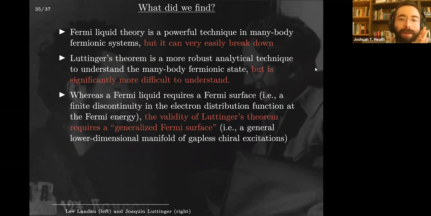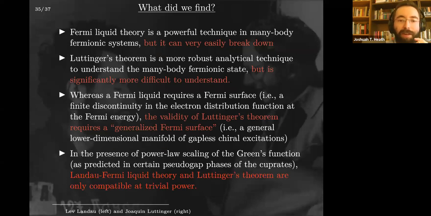Whereas a Fermi liquid requires a Fermi surface, the validity of Luttinger's theorem requires a generalized Fermi surface, that is, in general a lower dimensional manifold of gapless chiral excitations. In the presence of a power-law scaling of the Green's function, where people suggested it seems to be like unparticle-like physics, Fermi liquid theory and Luttinger's theorem are only compatible at trivial power of the Green's function. So these are the two main results.